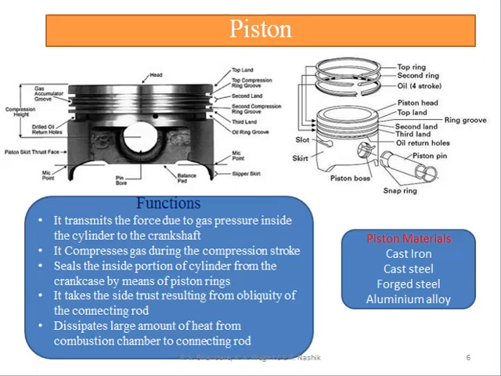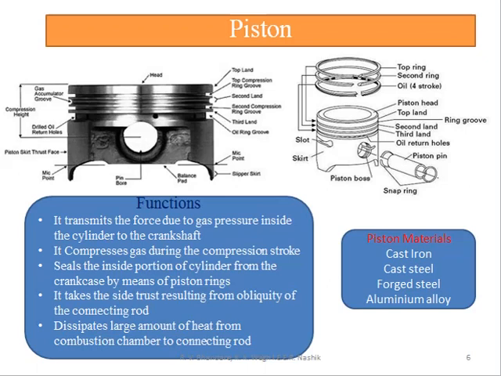So we see the functions of this piston. There are different functions performed by the piston. First, it will transmit the force due to the gas pressure inside the cylinder to the crankshaft. Second, it will compress the gas during the compression stroke. It also works as a seal member, so it will not transmit the exhaust gas towards the crankshaft. So it is working like a seal also.